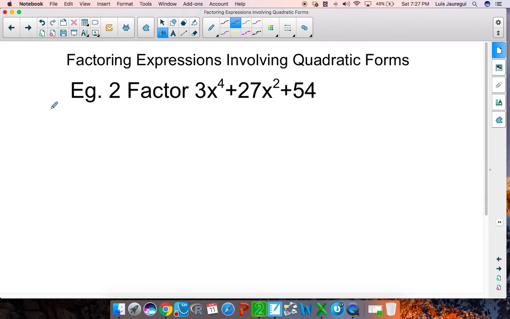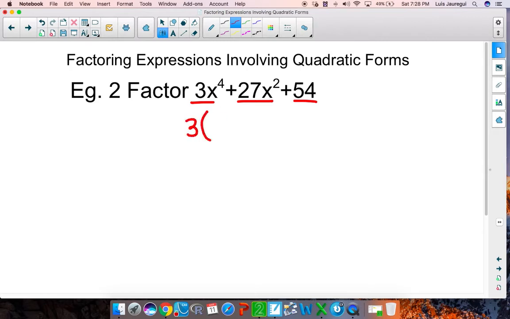Now take a look at this example. We're going to factor 3x to the fourth plus 27x squared plus 54. The first thing we should do is look at the greatest common factor of all three terms. We have a coefficient of 3 for the fourth-degree term, a coefficient of 27 for the quadratic term, and a 54 for the constant. All three of those are divisible by 3. So let's factor out a 3 first. That's the greatest common factor.